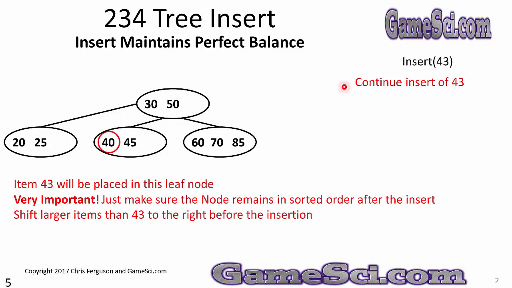Continue with the insert of 43. Item 43 will be placed in this leaf node. We've reached the leaf node. That's where we've got to do our insert. Very, very important: make sure the node remains in sorted order after the insert. Shift larger items than 43 to the right before the insertion.